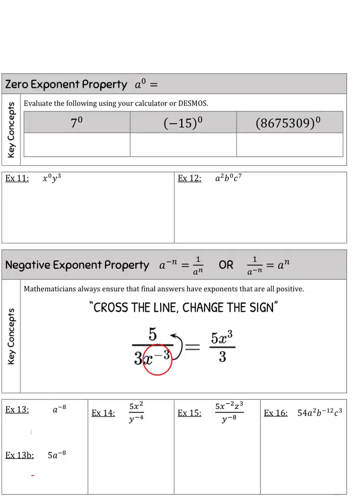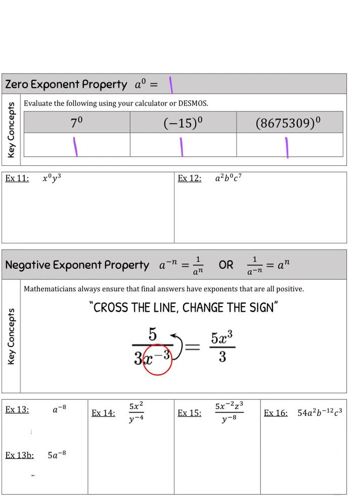Now, when we talk about the zero exponent property, that is one that you are going to have to memorize, but have no fear, it's super easy. Anything raised to the 0 power, like this a to the 0 power, is going to equal 1. So let's jump right into our examples. We have 7 raised to the 0 power, that's 1. We have, in parentheses, negative 15 raised to the 0 power, that is also 1. In our last example, we have 8,675,309 raised to the 0 power. Guess what? That is also 1.